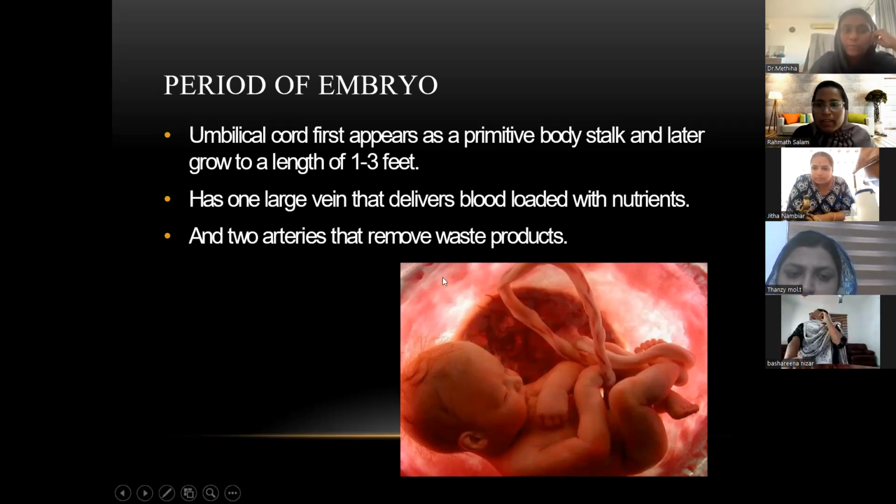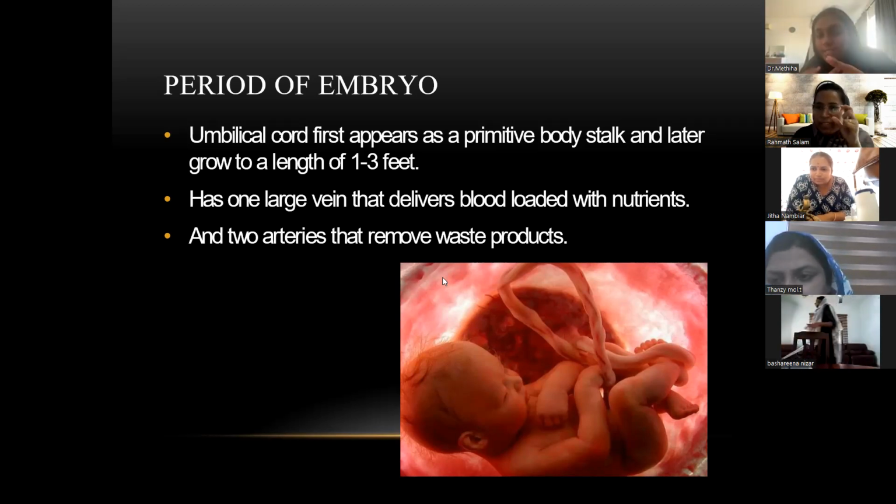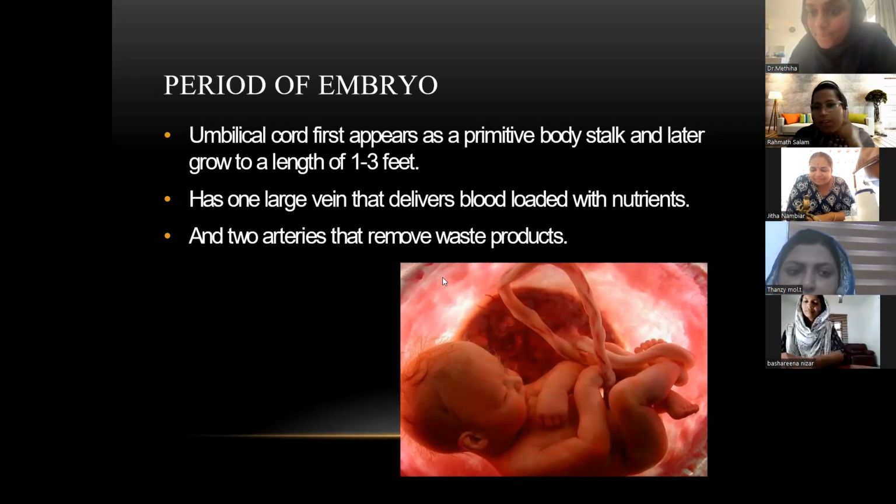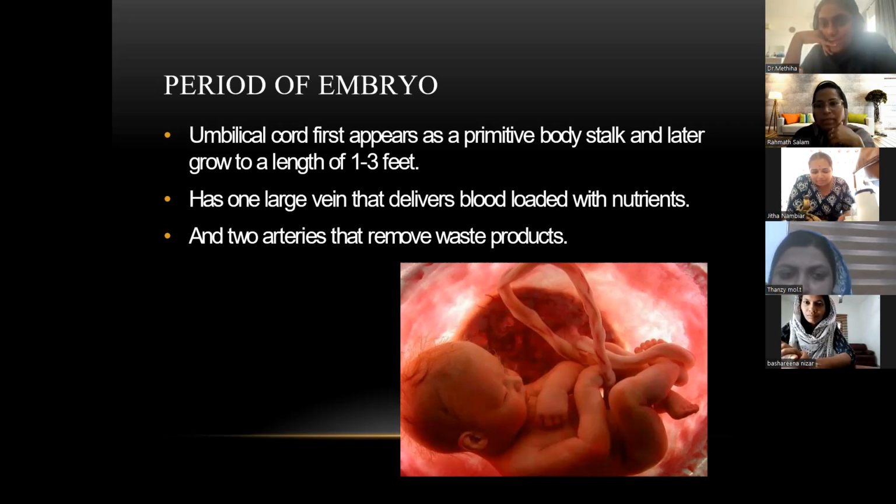And wait one second. It is a very small structure, as you have seen. That means once it gets implanted, it is a very small structure. And as you know, after birth it is a very long thing that we have to cut. It will grow to a length of 1 to 3 feet. Sometimes it gets stuck in between the neck and all. It will loop around the head.